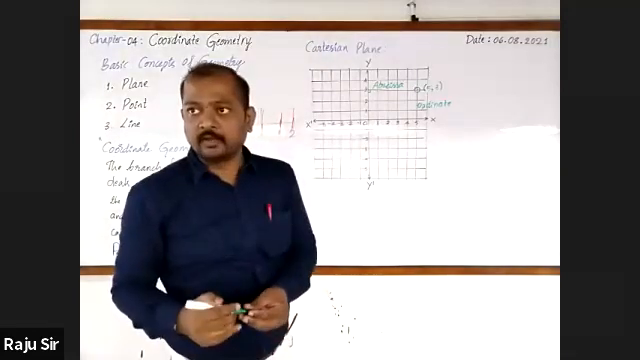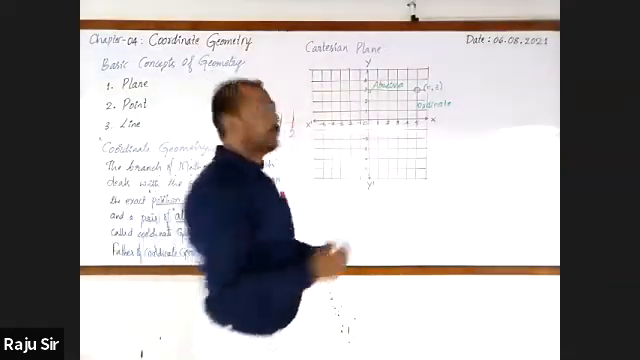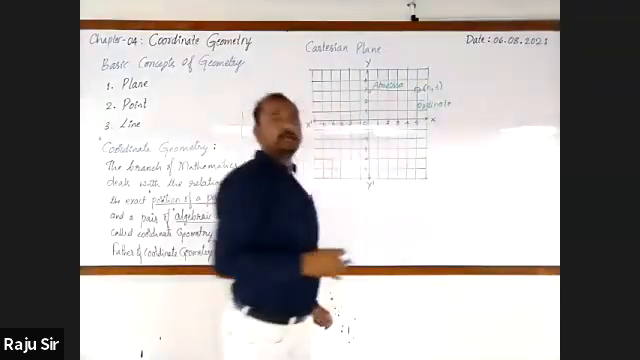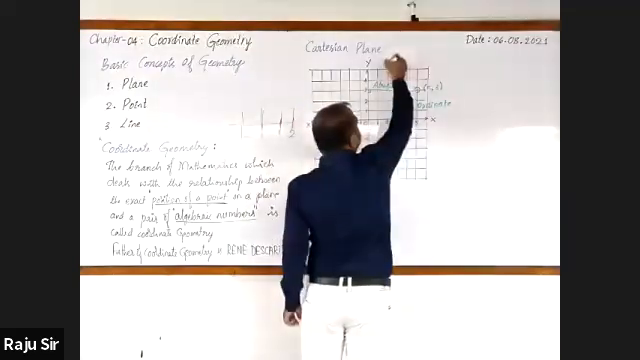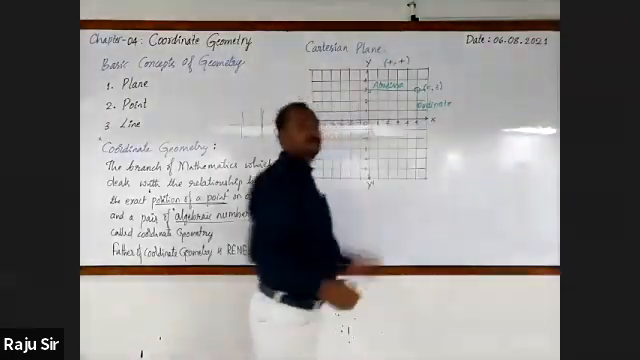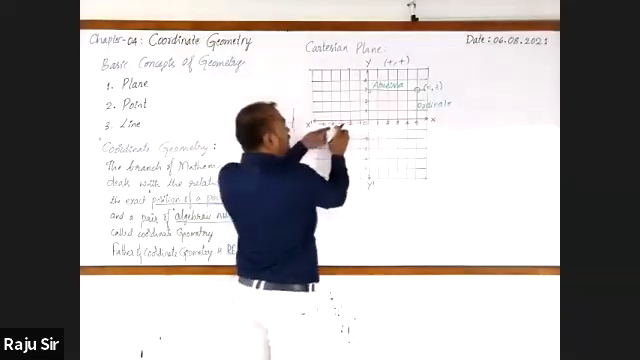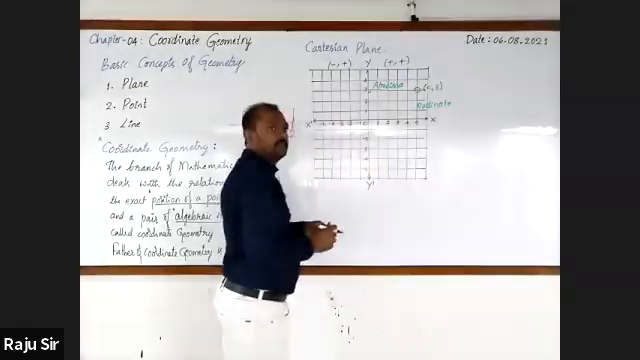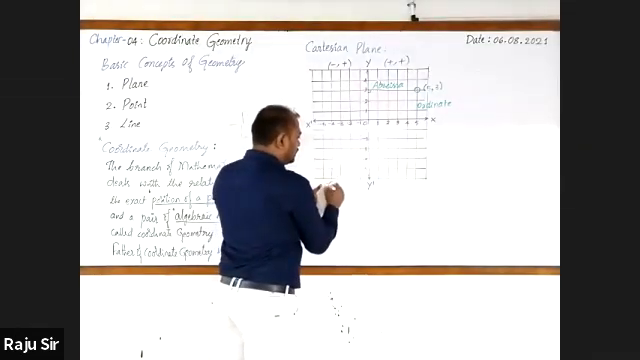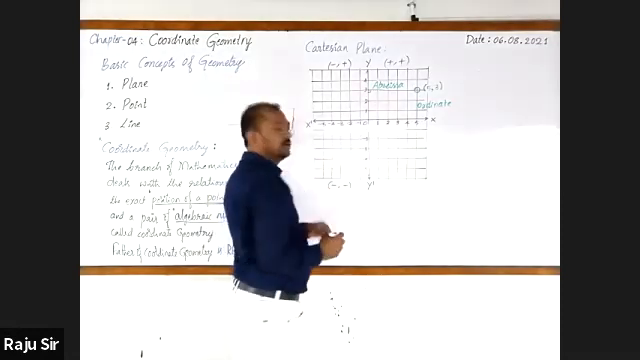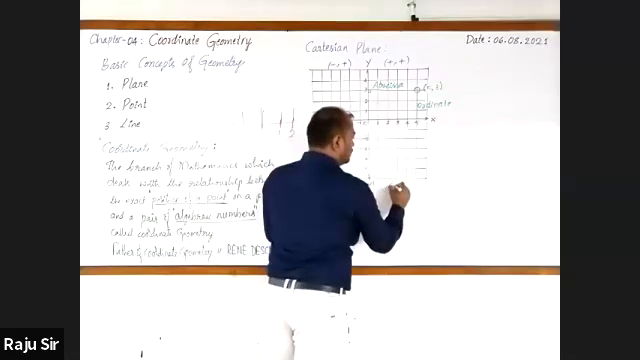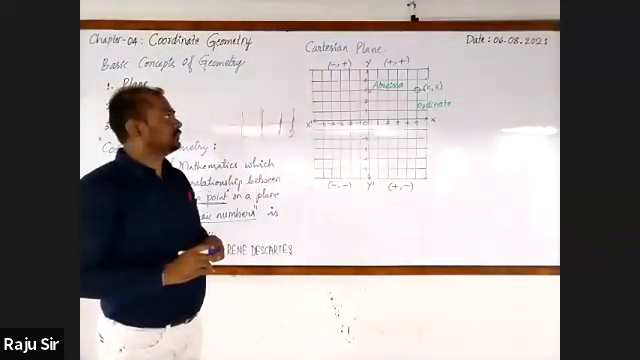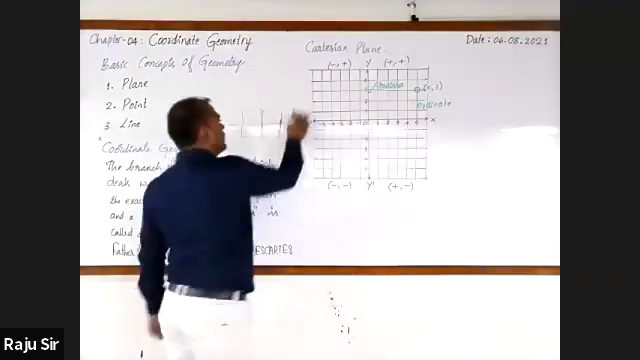Next, go for the signs. What is the sign of the first quadrant? Plus, plus. Second quadrant? Negative, positive. Then, negative, negative. Next, fourth quadrant: positive, negative. Over.